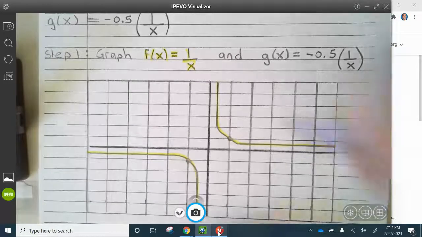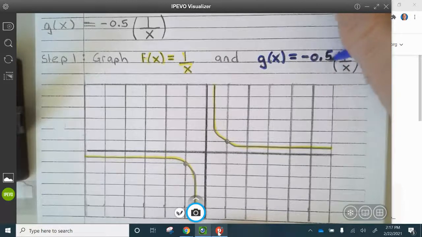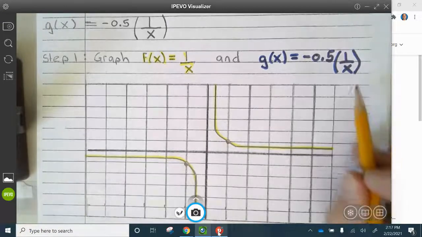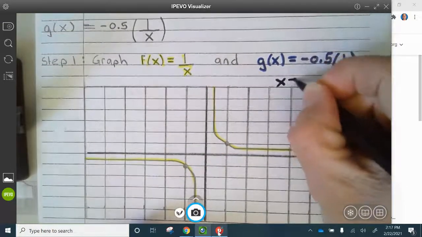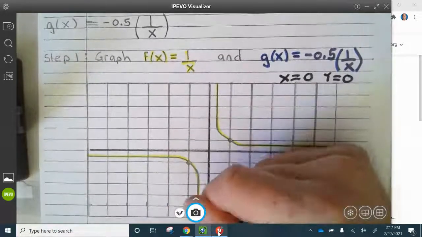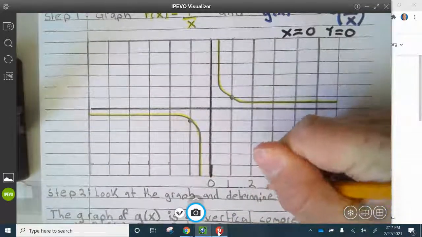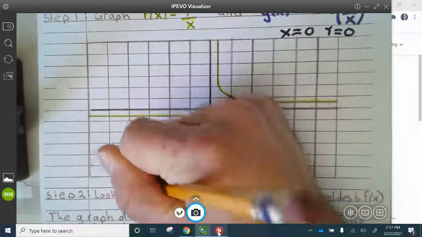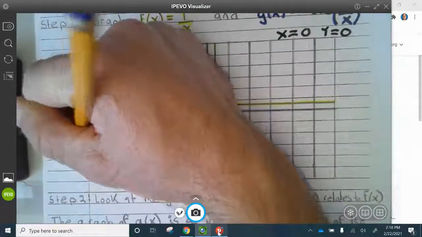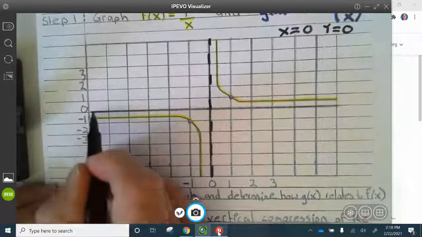Okay, well, we said the denominator goes to 0, so that's x equals 0, so our asymptote. And then it's plus 0, so y equals 0. Okay, so this is 0, 1, 2, 3, negative 1, negative 2, negative 3. This is 0, 1, 2, 3, negative 2, negative 3. And y equals 0. Okay. Now let's go ahead and graph that.